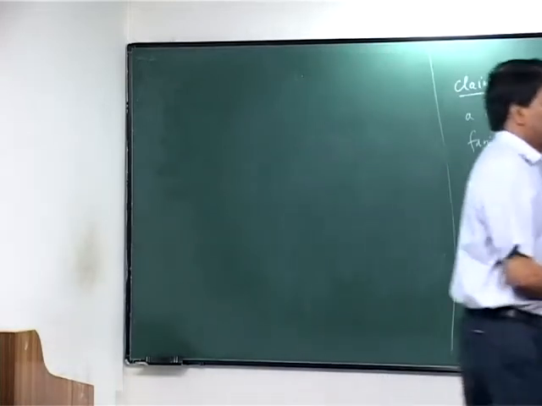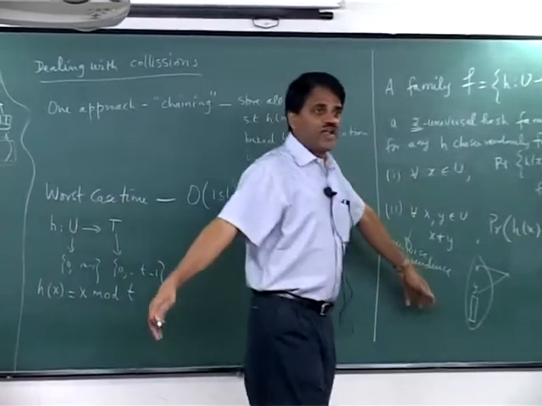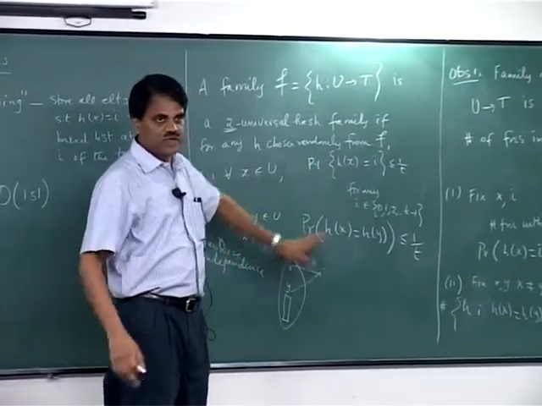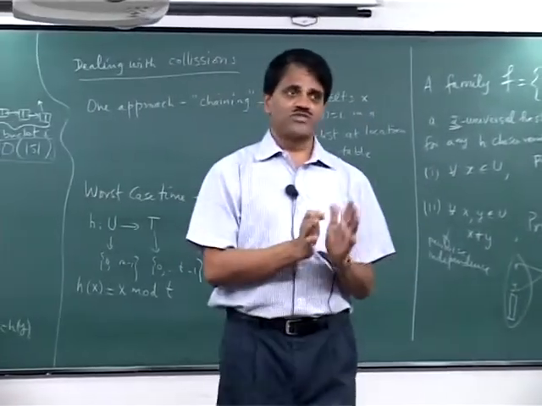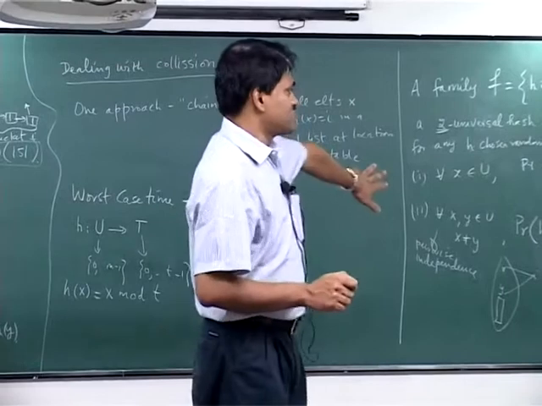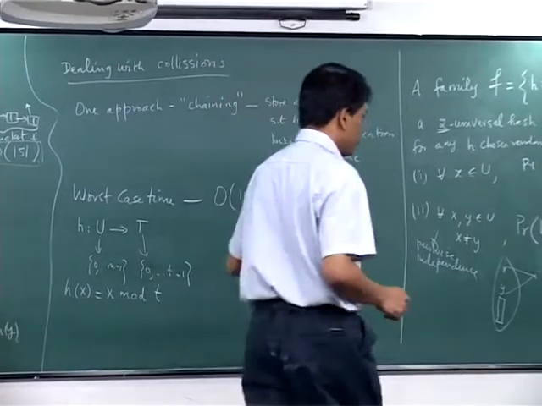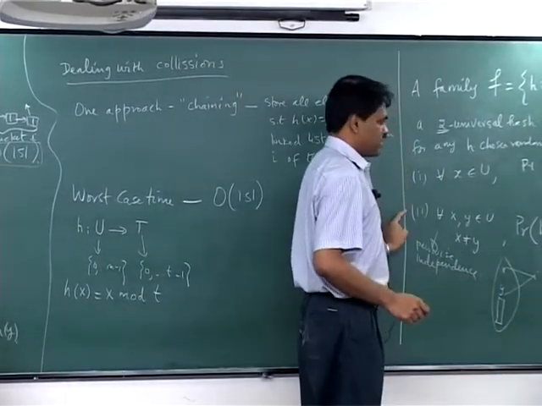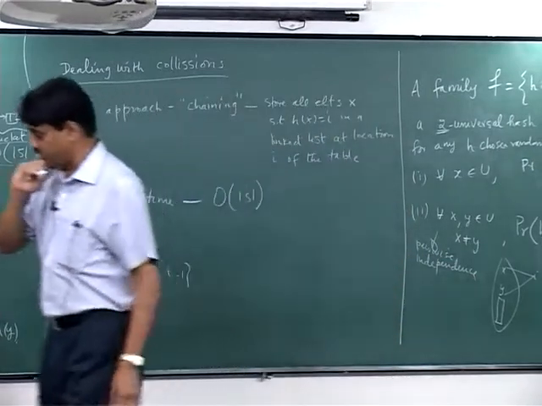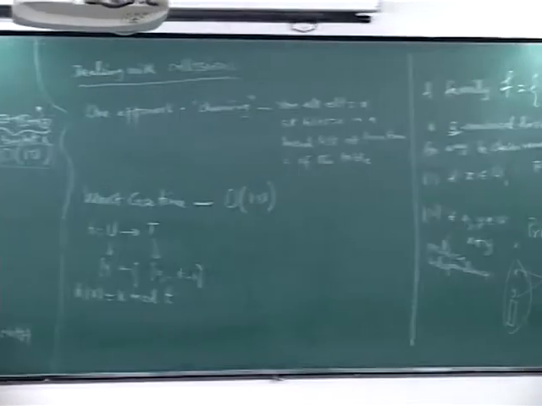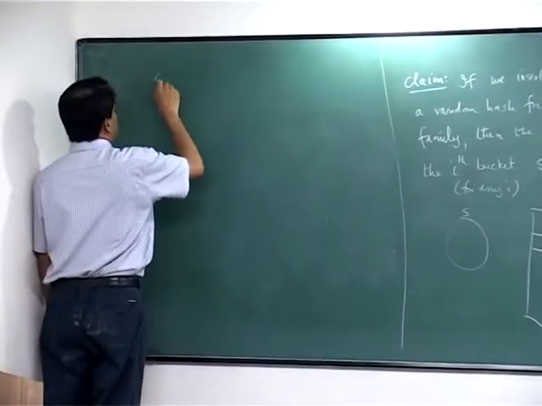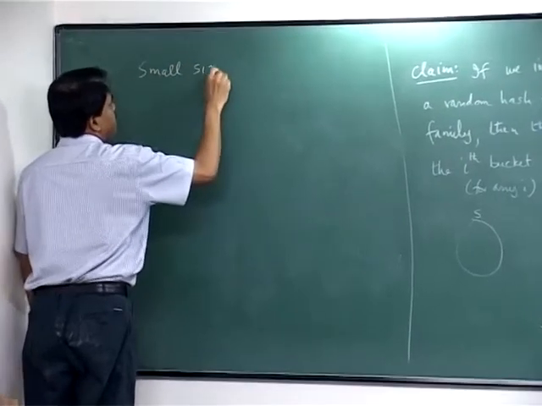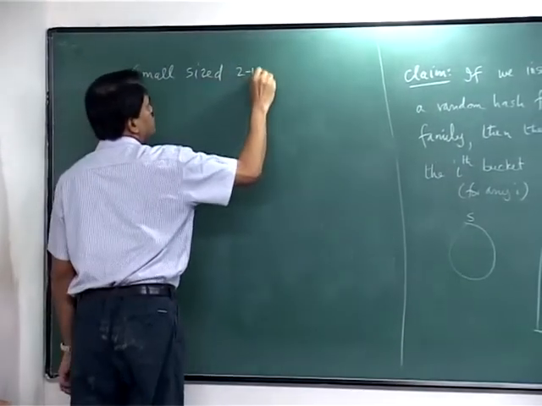So what we observed here is that if you take the family of all functions, then that satisfies these two conditions. Now I want to argue that you don't need all of them. I can pull out a small subset of these functions that also has this uniformity and this pairwise independence. And here is the following construction. A small sized two universal family.